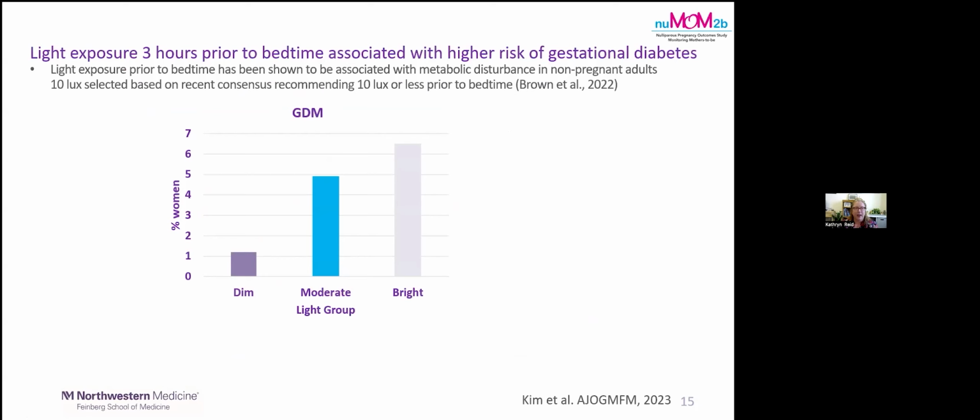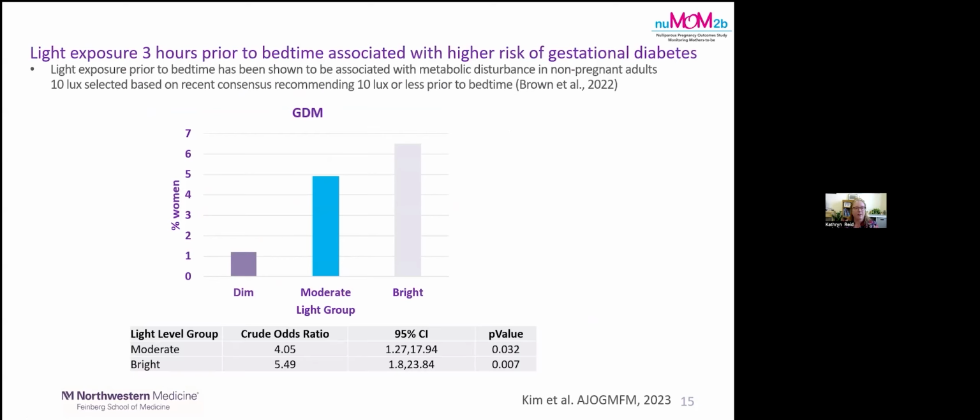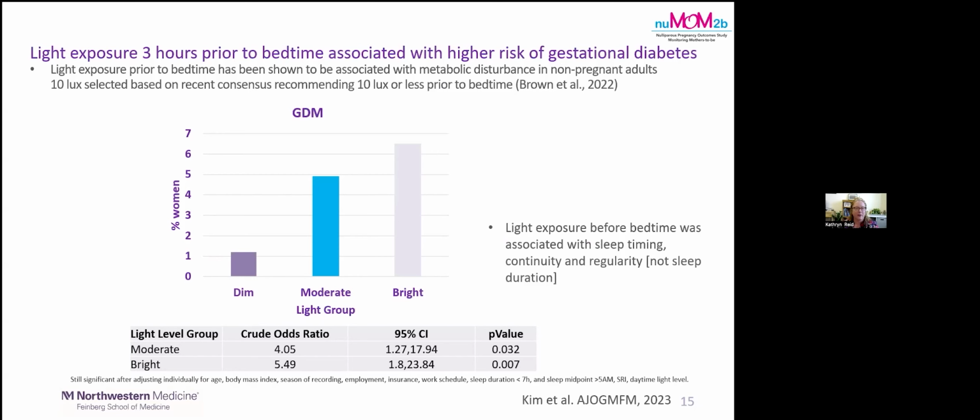10 lux. And what we found was that women who were in dim light in those 3 hours before bedtime tended to be less likely to have gestational diabetes than women who were in moderate or bright light prior to bedtime. And this was significant even after adjusting for different confounders.